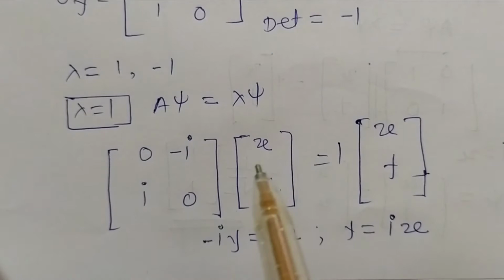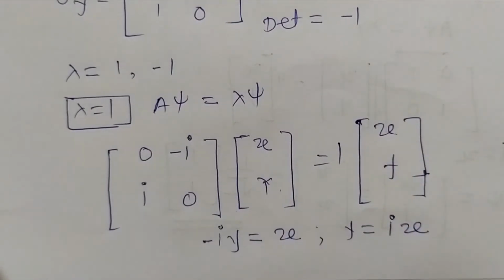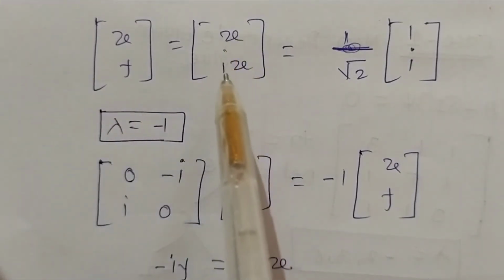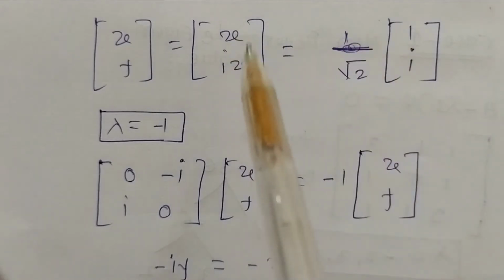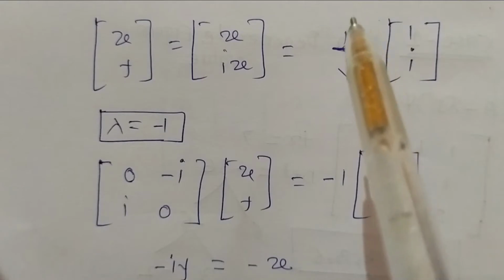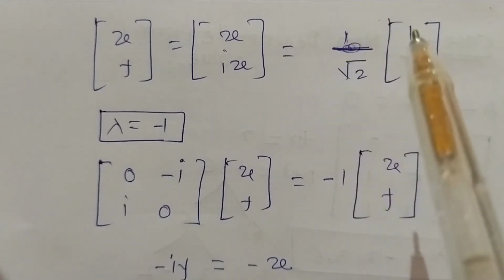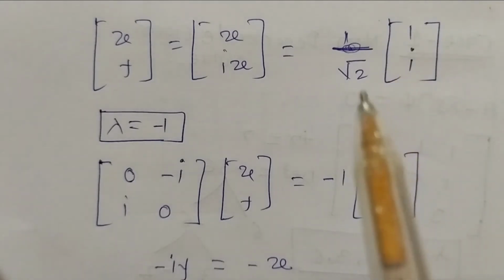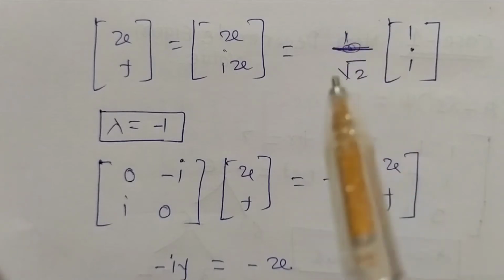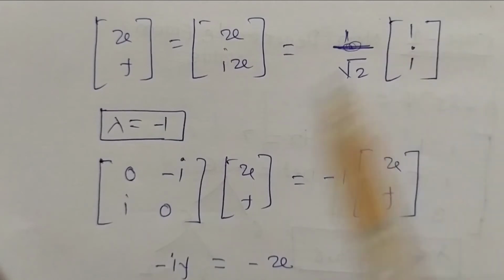So we will get the value of y. Instead of this y, we can put ix. So here we keep (x, y) is equal to (x, ix). When we divide this by x, it becomes (1, i), and normalizing, 1 upon under root 1 square plus i square, so 1 square plus 1 square, that is 1 upon root 2. So this is the eigenvector when lambda is equal to 1.